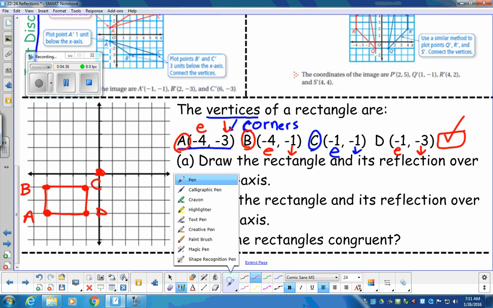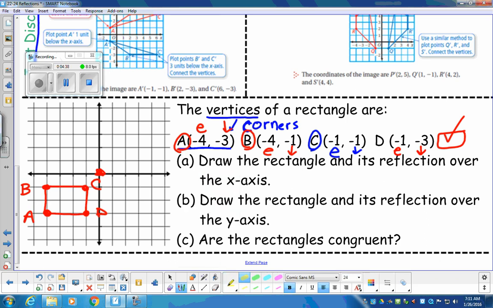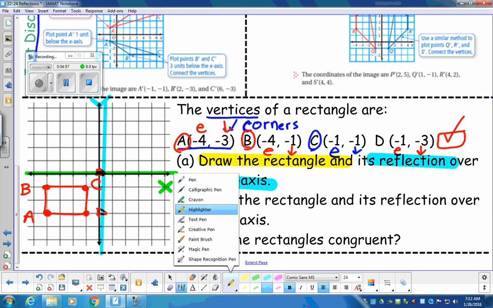What we're going to do then in part A is we've already drawn the rectangle, so that's done. But then what we're going to do is reflect it over the x-axis. So the first thing we should do is figure out where the x-axis is. So this is our x-axis, and we've talked a lot about that this is our y-axis. So we're going to take the rectangle and actually flip it over the x-axis.